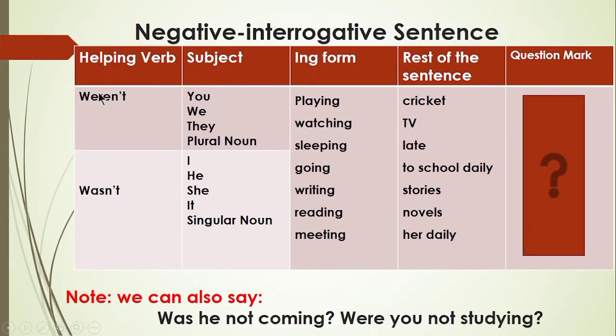Negative interrogative sentence. Here we bring weren't or wasn't to the start of the sentence, then the subject, then the ing form, then rest of the sentence, and finally question mark. For example, weren't you playing cricket when I saw you? Weren't we watching TV? Or wasn't I going to school? Wasn't he writing stories? Or wasn't she reading novels? Okay, so that is how we make negative interrogative sentences. And we can also make these sentences with full form, like was he not coming, or were you not studying? Normally in written form we prefer the full form, while in spoken language we use the contracted or the shortened form.